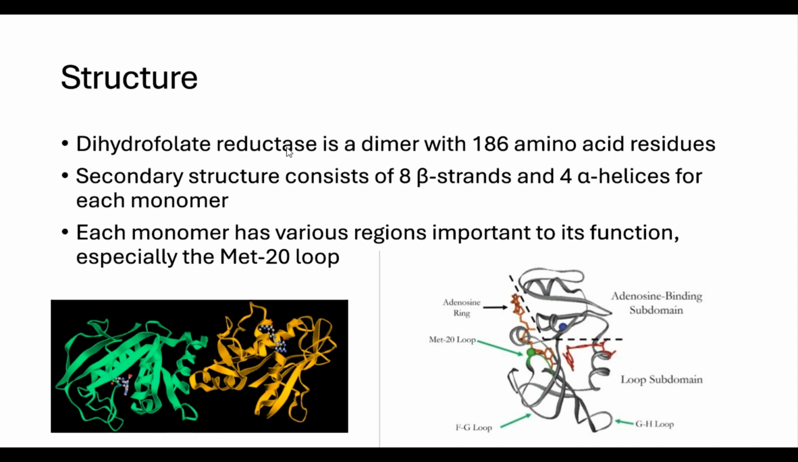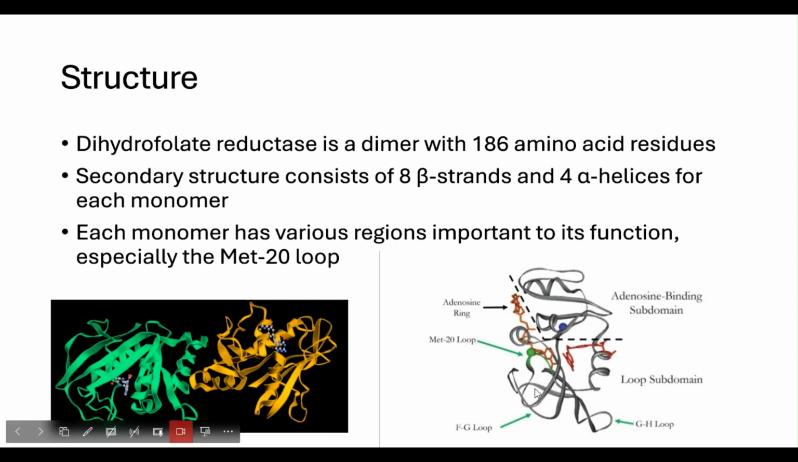So dihydrofolate reductase is a dimer, so it has two of these identical monomers, and the whole structure has 186 amino acid residues, different ones throughout. How it folds is due to common interactions like hydrogen bonding and hydrophobic interactions. Each monomer consists of 8 beta strands and then 4 alpha helices, and you can see them here: your beta strands, your alpha helices, and they each have different regions that are important.